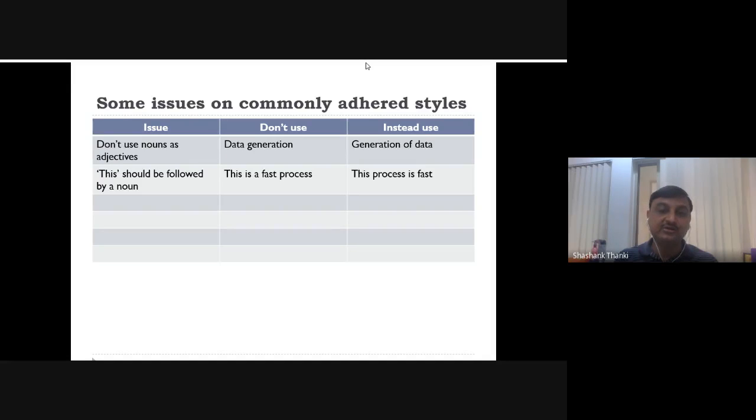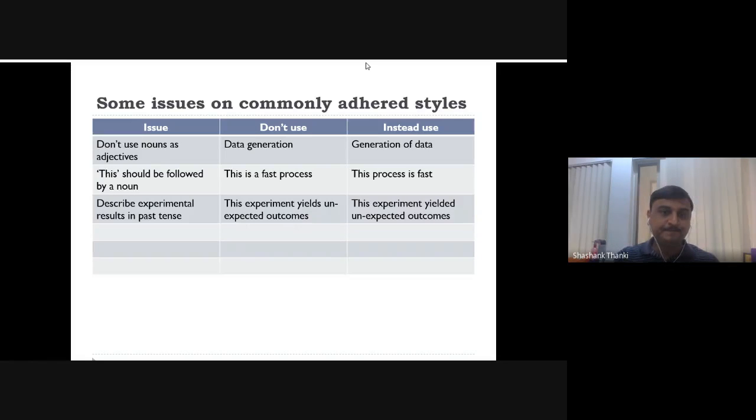That is when we should write. We should not write this is a fast process. You should always write this process is fast. Describe experimental results in past tense, because experiments were performed earlier. And now you are discussing those experiments. So you always present your experimental discussion in past tense.